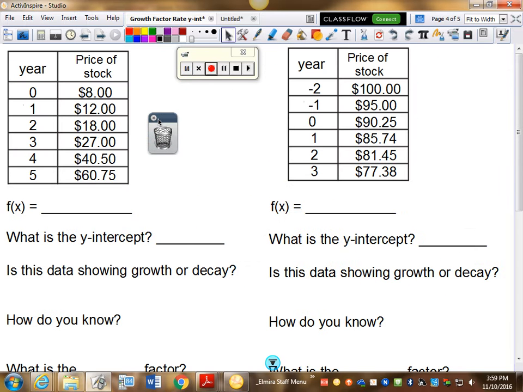All right, let's say we don't have a formula. Let's say we have data instead, and we're supposed to write an equation. So the two things we need to know are the A and the B. So A is your y-intercept, and you can always tell the y-intercept because it's what's across from 0. So that's 8.